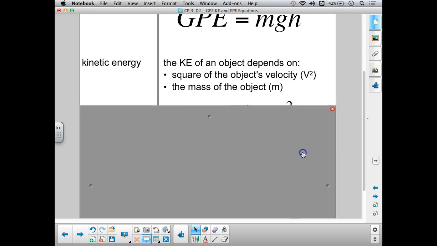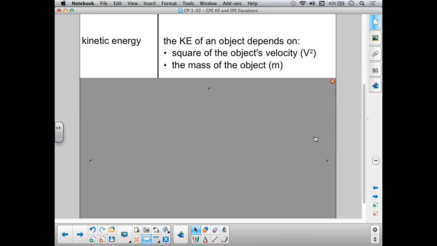Let's talk about the kinetic energy of an object. And if you recall from a previous lecture, the kinetic energy of an object is the energy that it has stored in its motion. Objects in motion have the ability to cause change. Therefore, they have energy. How much energy? Now we're going to be able to calculate it out. We're going to say that the KE of an object depends on the square of the object's velocity. So if I know how fast this object is going, I need to square it, and that's going to be a term in my equation. And the mass of the object.